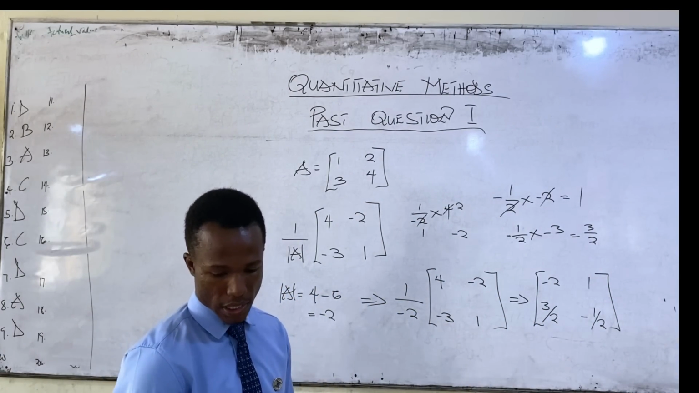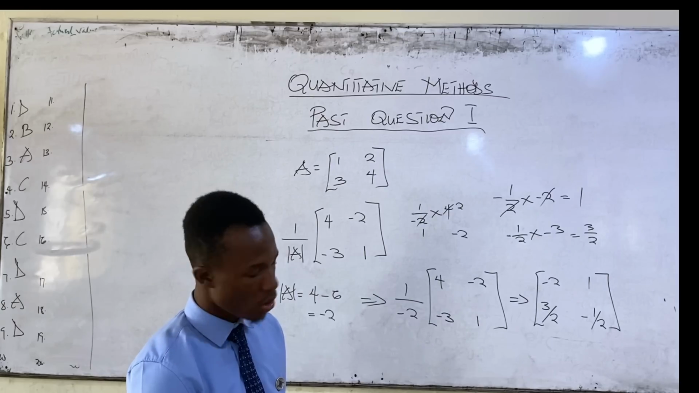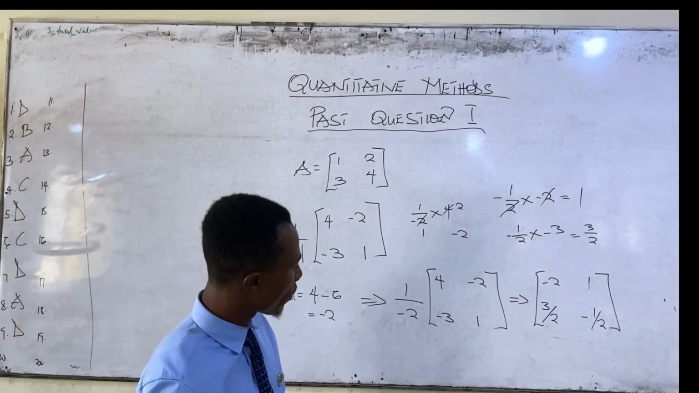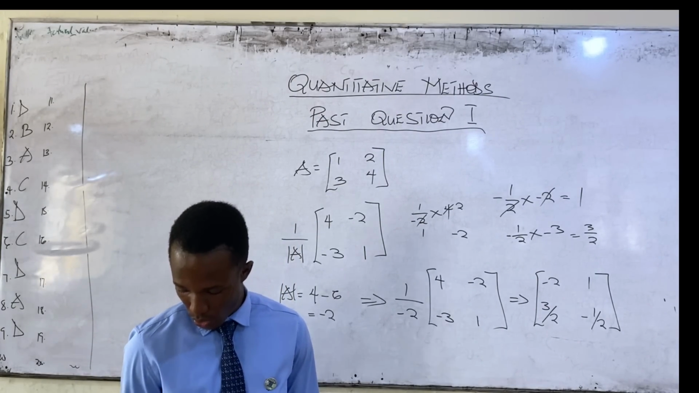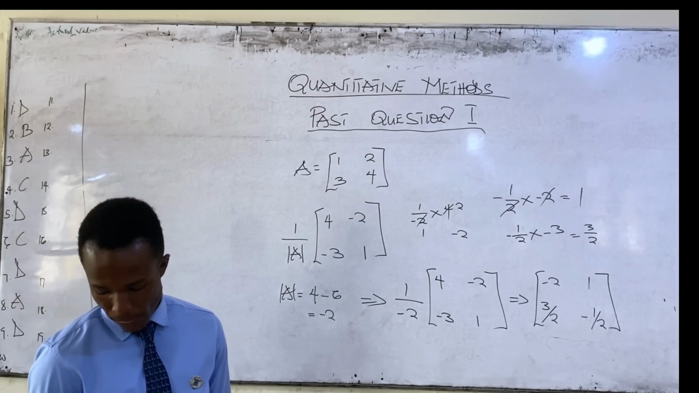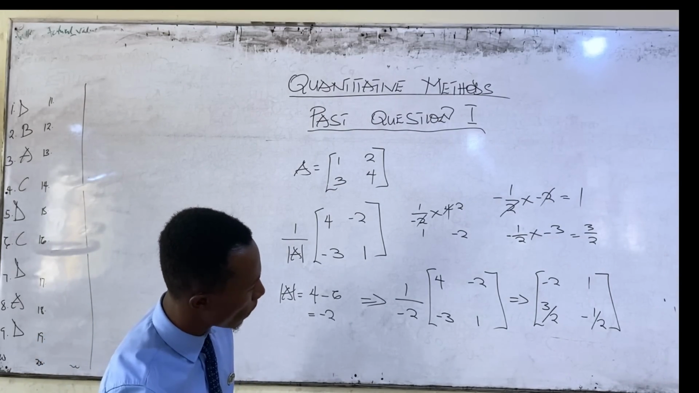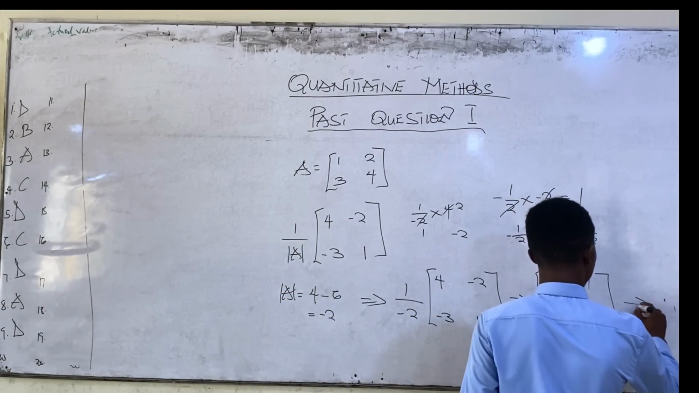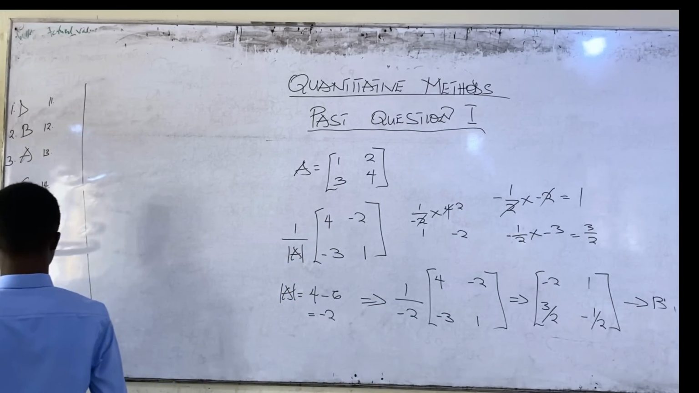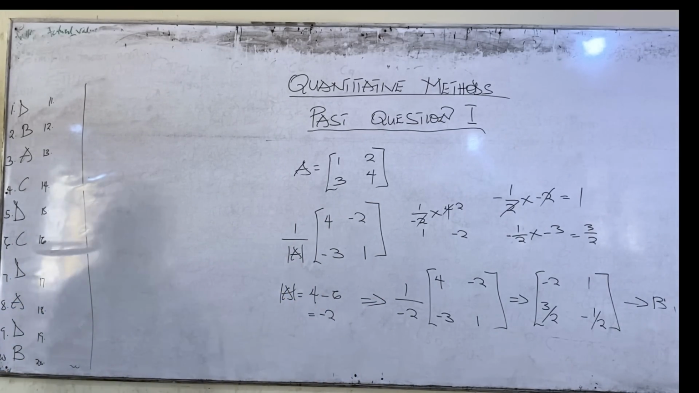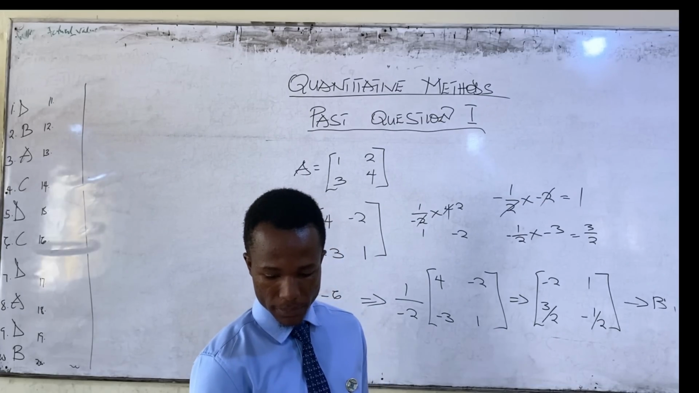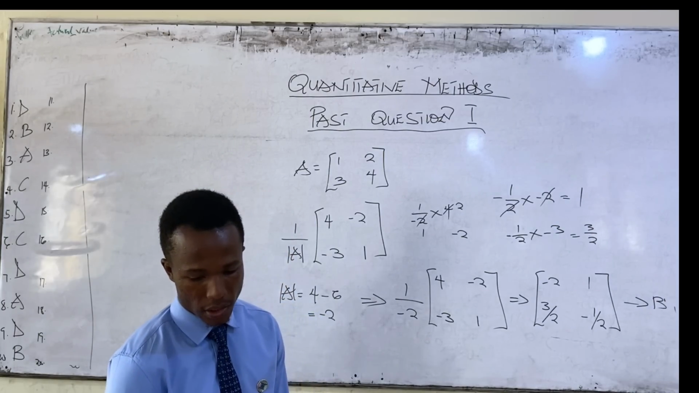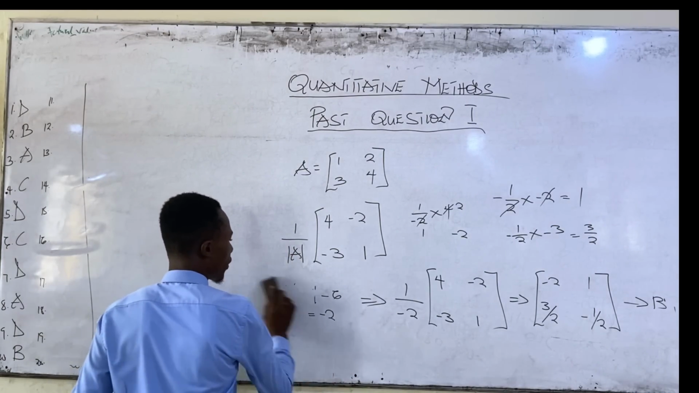Let's look out for the answer in the options. So negative 2, 1, 3 on 2, negative half, right? That is option B. Question number 10 is option B. Let me confirm it. Negative 2, 1, 3 on 2, negative half, and that is option B. That is option B for question 10. So now let's move on to question number 11. Okay. Now question 11. Find the value of x plus y if.